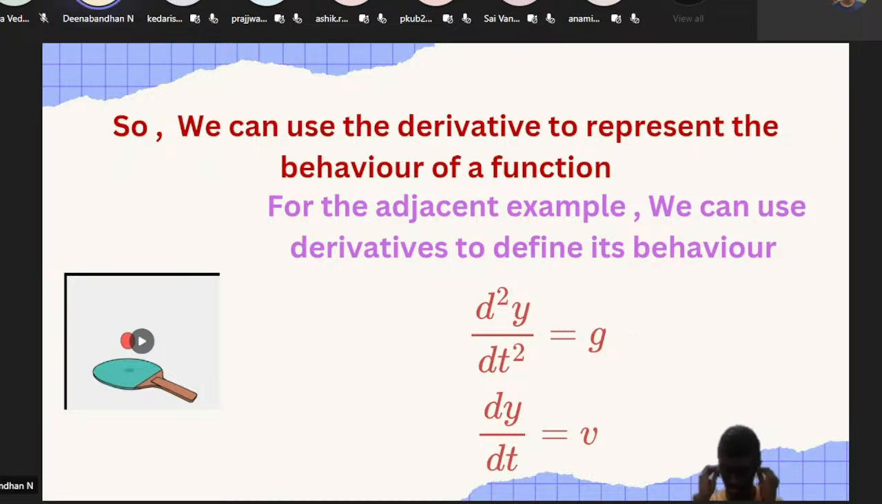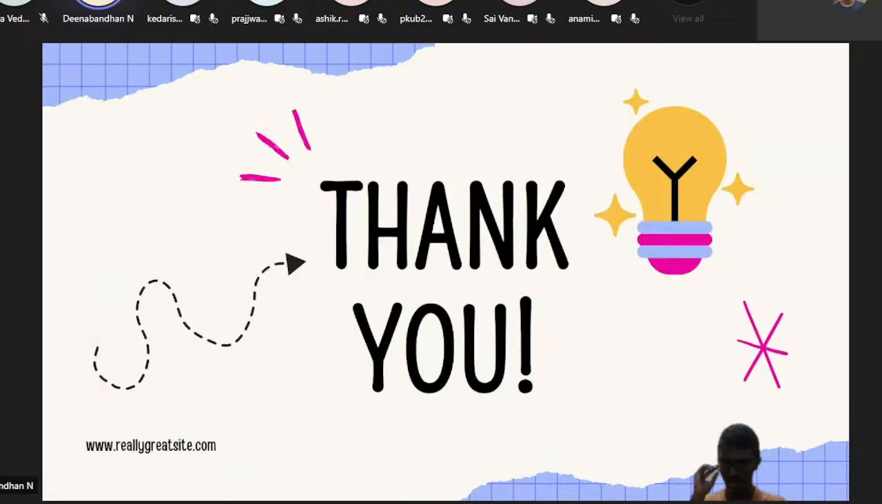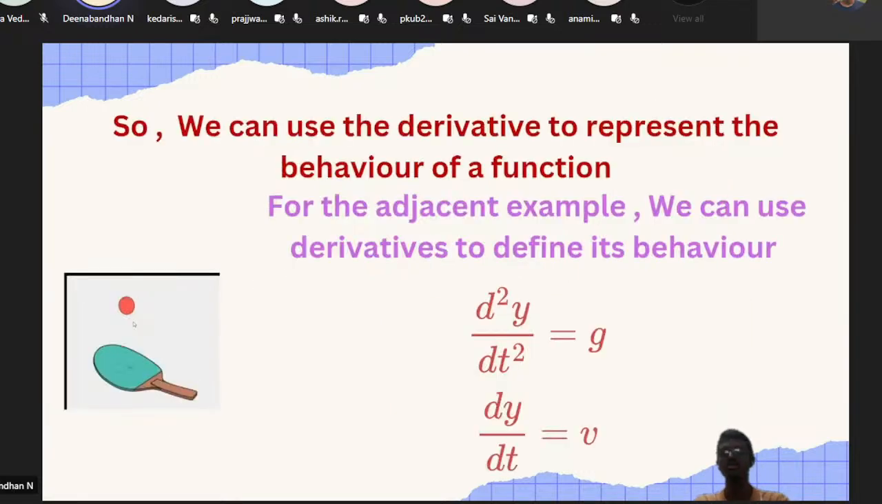So that's all the motivation behind differential equations. Once again, just first understand why we need differential equations. In addition to polynomials, we are adding a tool, right? So that's all from my part, I guess. I hope this session was helpful to you.